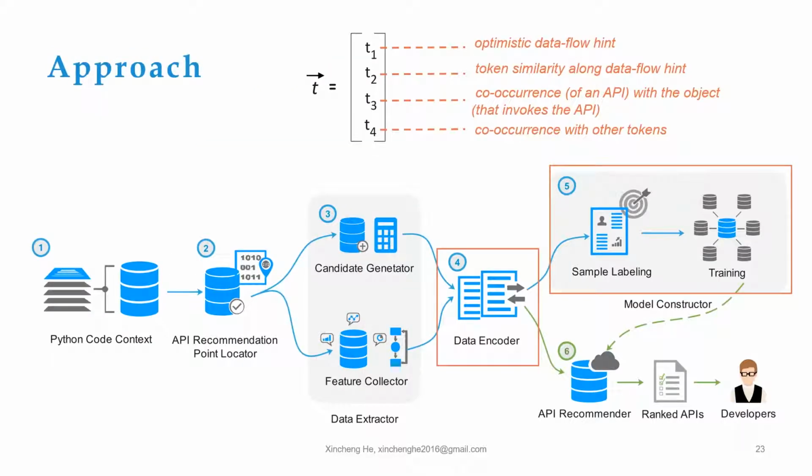Based on collected features, the encoder then generates a feature vector T with 4 elements, including optimistic data flow hints, token similarity along data flow, co-occurrence of an API with objects that invokes the API, and co-occurrence with other tokens. Specifically, PyART learns the order of tokens with optimistic data flow hints, which trains a statistical language model (N-gram) on plenty of data flow paths containing APIs, and gives log probability score as an element of the feature vector. In the training process, the model constructor performs supervised learning using random forest.